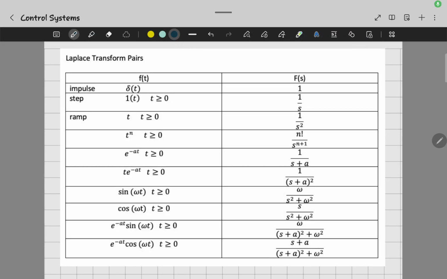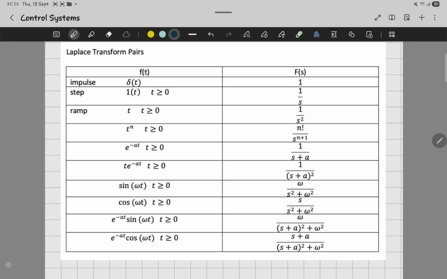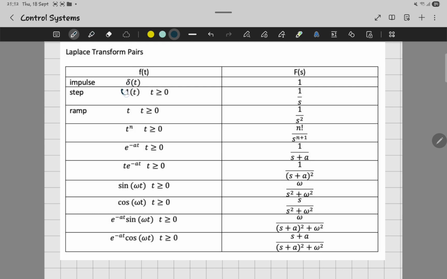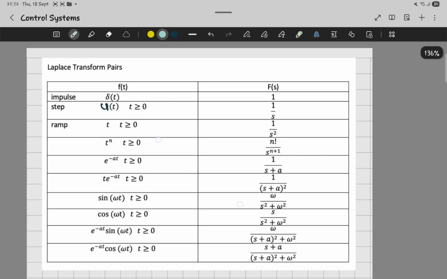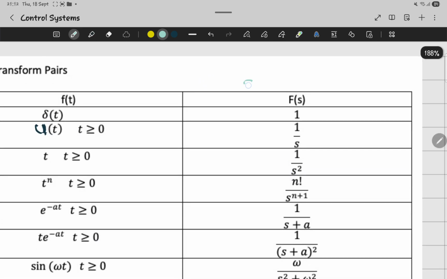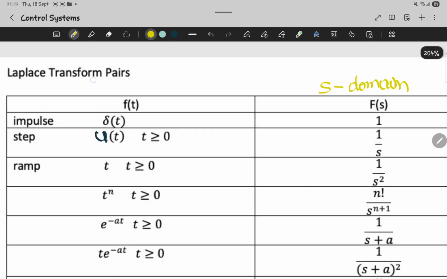Here is the Laplace table that you see. Just to give you an example, this is a unit step which is equal to 1. So this is a unit step. These are the Laplace transform table, and this side is in S domain, and this side is in time domain.